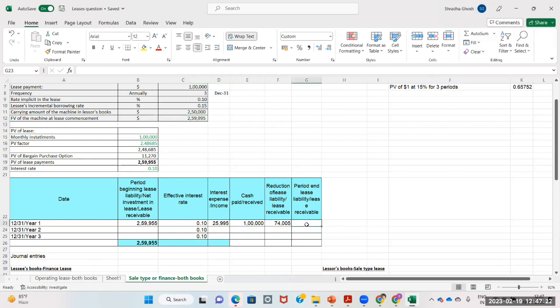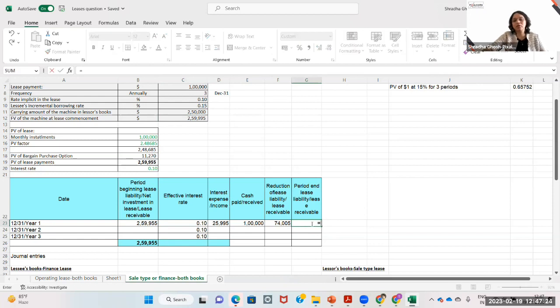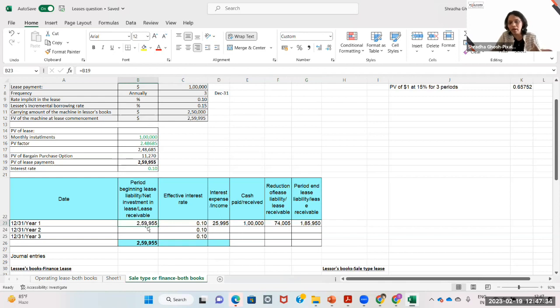So my ending lease liability becomes how much? 259,995 minus 74,005. At the beginning of the year, I started with a liability of 259,995. I was supposed to pay you interest at 10%, that means my interest stands at 26,000 or something. But I'm paying you 100,000, that means the balance I'm reducing from my lease liability. And at the end of the tenure, my lease liability becomes 185,950. Is that clear? Right.